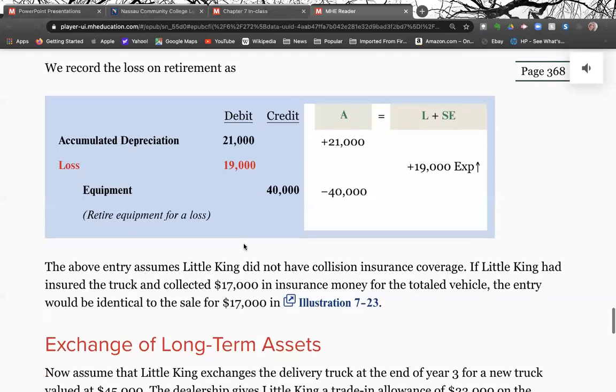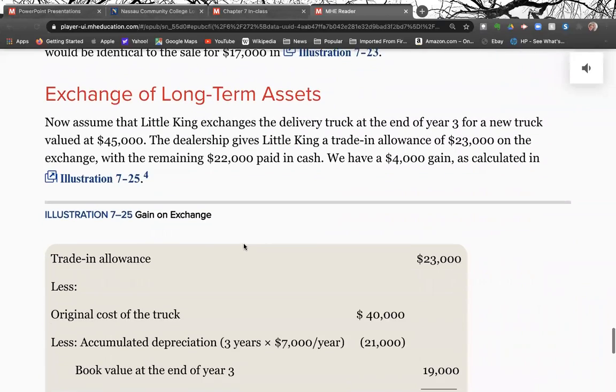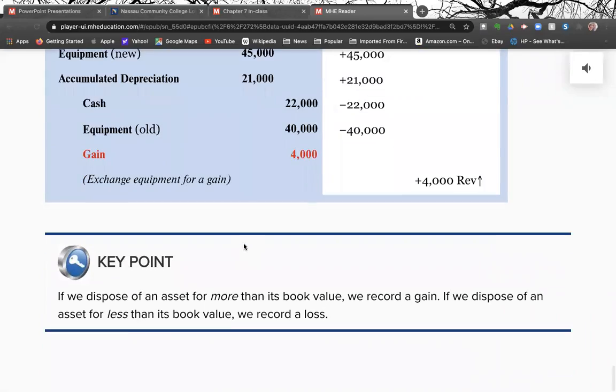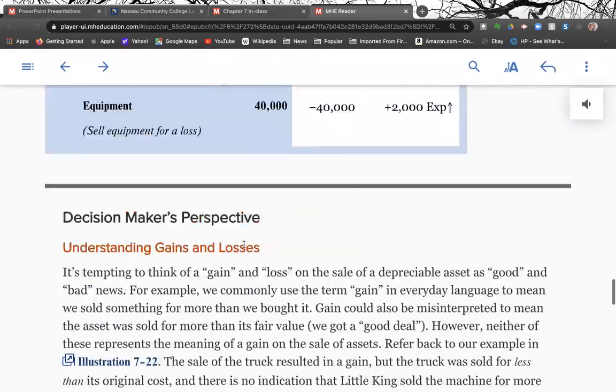They give you the example, the thing was in an accident and it didn't have insurance, so you didn't want to bother figuring it out. I'm not going to do trade-ins, a little too complicated, not required of us.